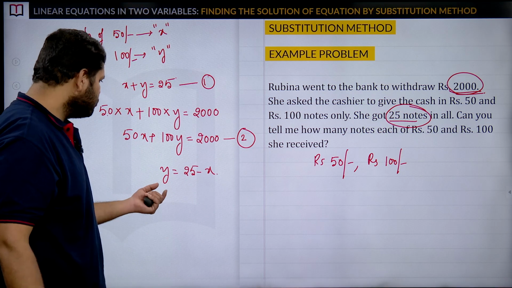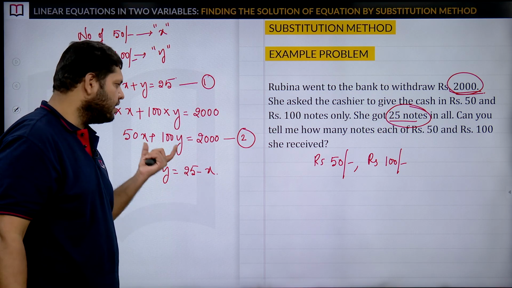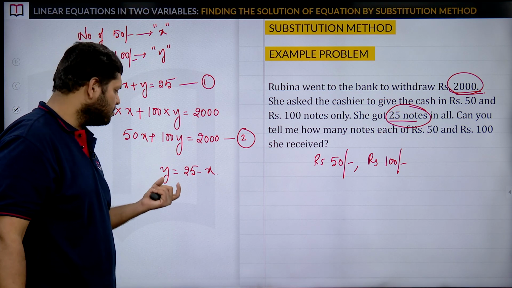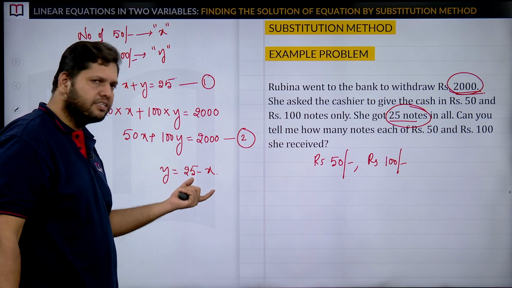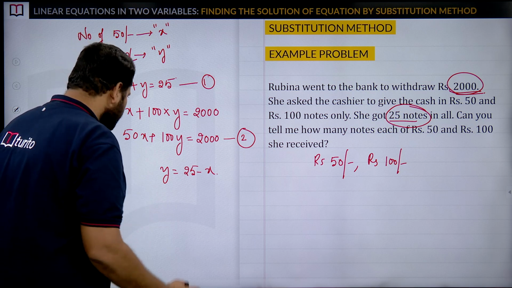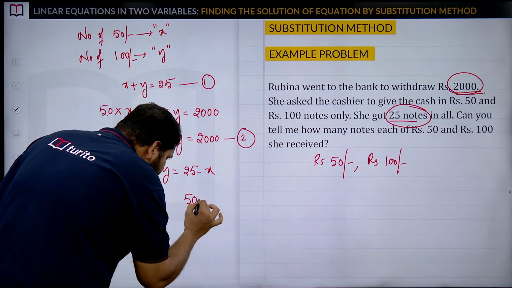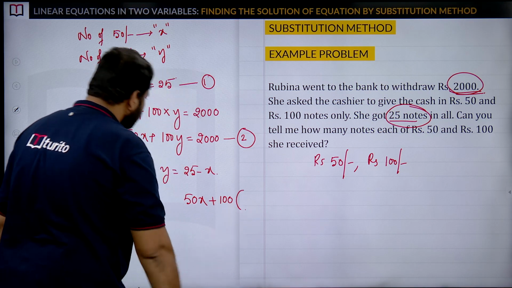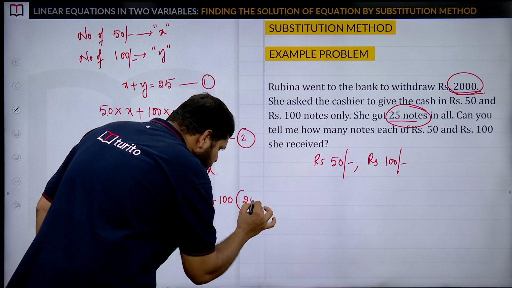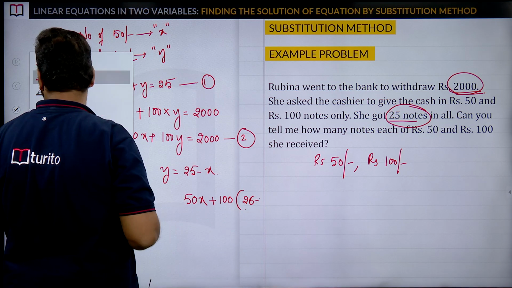Now, take this y is equal to 25 minus x and substitute in the equation 1. So take y is equal to 25 minus x and substitute. So what am I writing? This is 50 into x plus 100 into, so what is the y value, children? 25 minus x.